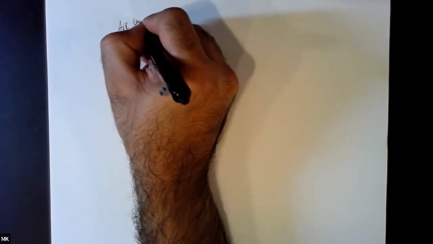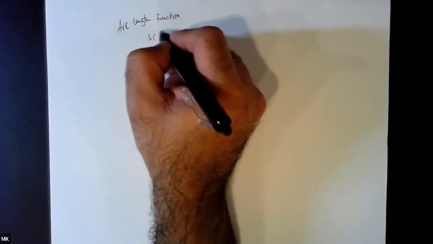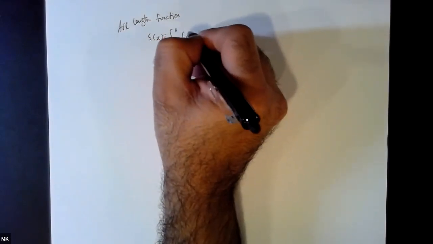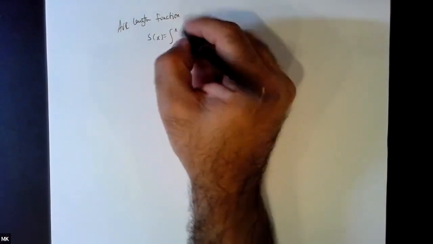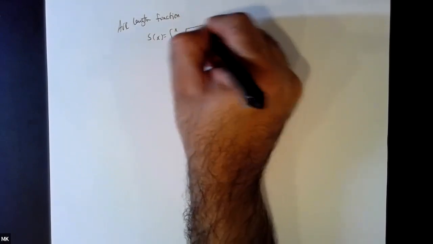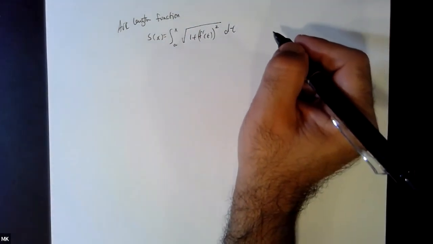So what's the arc length function? It literally is a function that you define to calculate the length of a curve from some fixed point to some variable. So it's the arc length function. It says S of x is equal to the integral from a to x of the square root of 1 plus f prime of t squared dt. That's basically it. There's really nothing more than this.